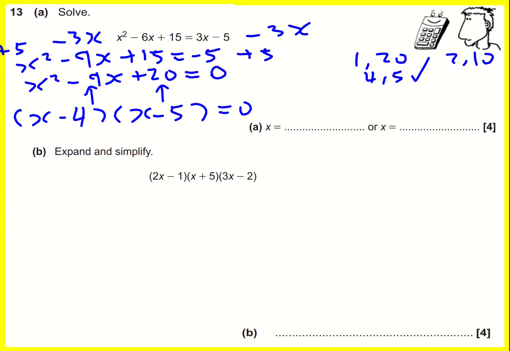Okay, so then either this is 0 or this is 0. x minus 4 equals 0, or x minus 5 equals 0, and that gives us our solutions 4 and 5.